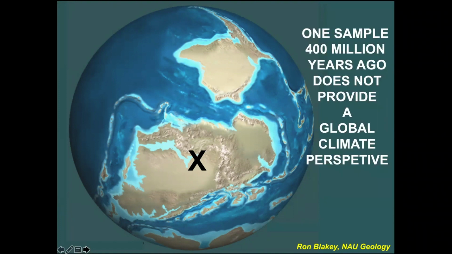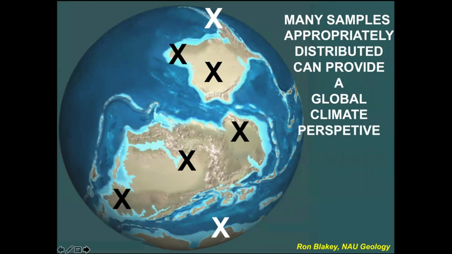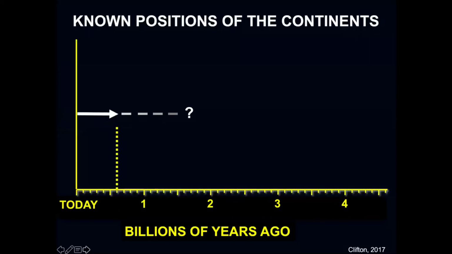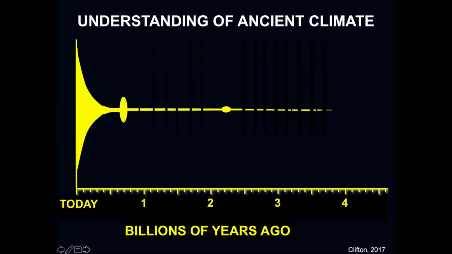Also, one sample doesn't give you a global perspective. You need a lot of samples that are appropriately distributed. And that's the only way that you can really put together a global climate assessment. So with plate tectonics, we have a pretty good idea of how the continents were aligned back to about 600 million years ago. But as we go back further in time beyond that, it is pretty much guesswork. So that's another factor that limits us.